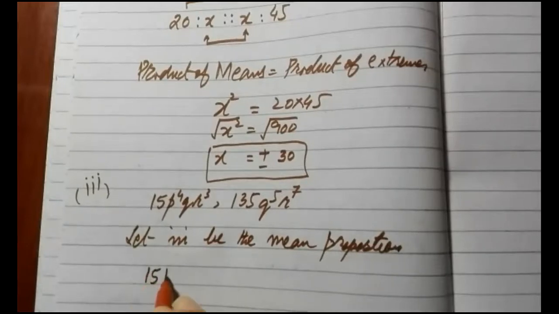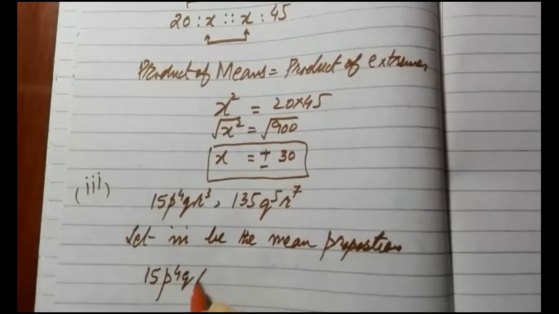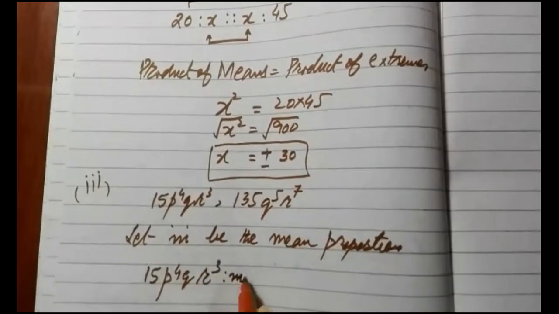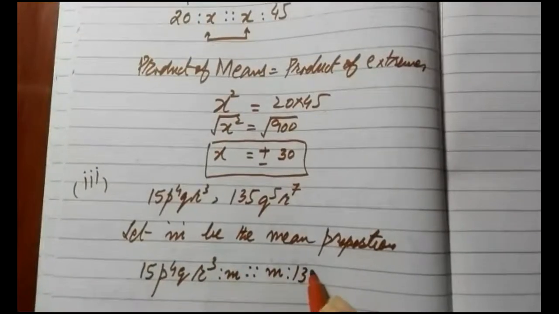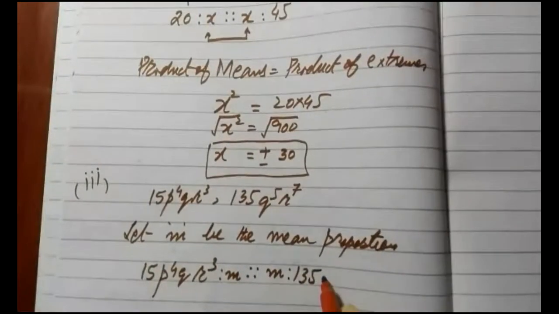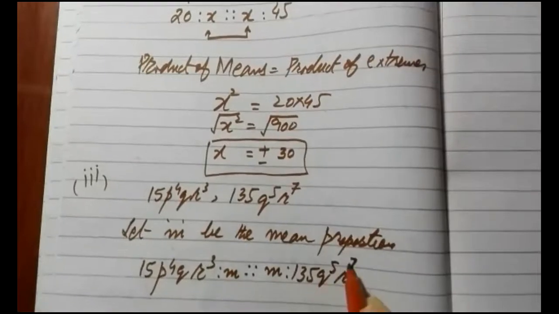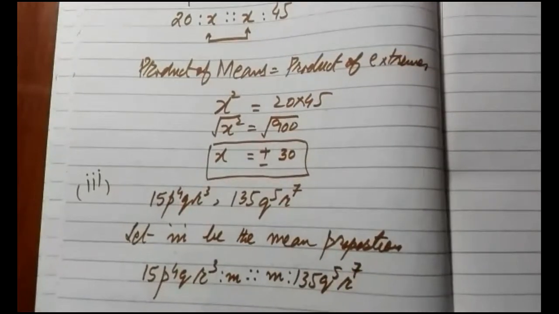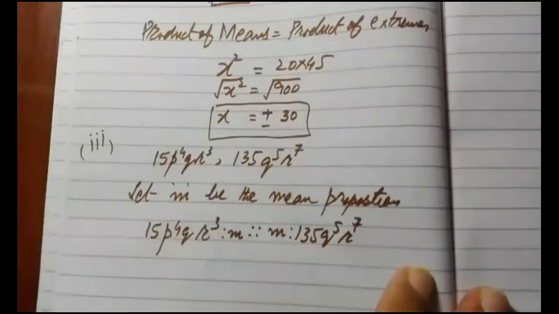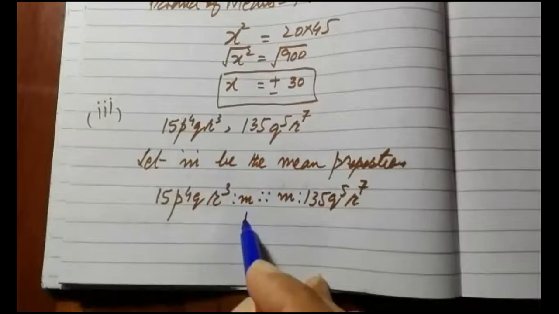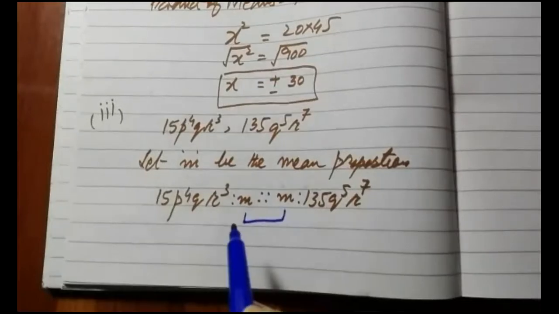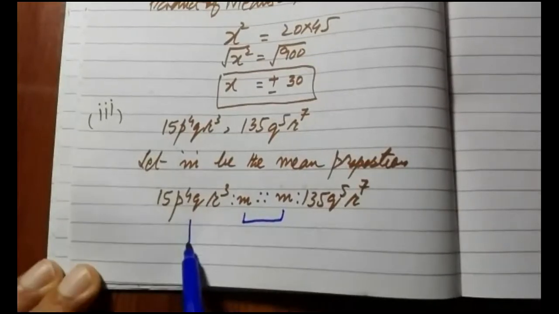15 p4 q r raised to power 3, m, 135 q raised to power 5 r raised to power 7. So you just have to show first this arrangement. Please don't try to do it directly, because the question is already quite small. Don't attempt to skip the steps. First show these two terms as product of means and product of extremes like this one.